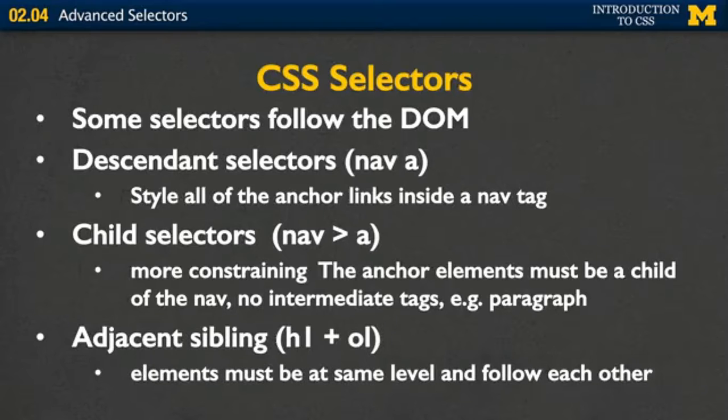The final one is adjacent sibling. That's not one I actually use very much in my own coding, but I wanted to let you know what it is because there's a really good chance you'll see it if you're looking at other people's code. How the adjacent sibling works is that the elements must be at the same level and follow each other. So if you have a section that has an H1 and then an ordered list, they would be siblings. If you had an H1 and then some other things and that ordered list was inside a paragraph, it wouldn't work that way.